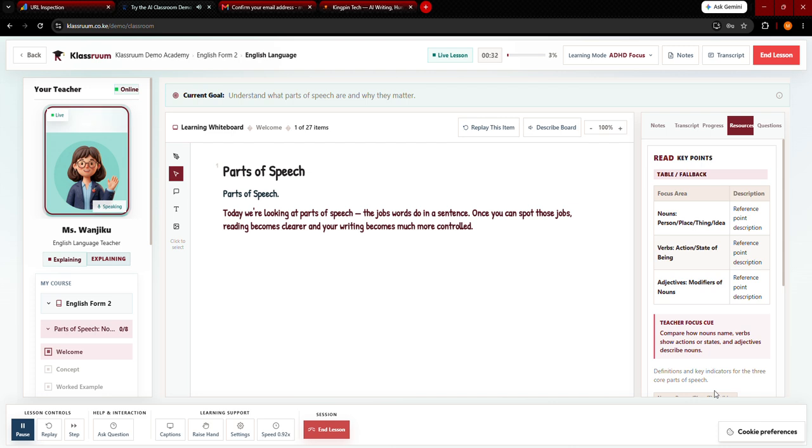Let us slow down for a moment here and look at this visual: noun, verb, and adjective definitions. Notice the details in the focus cue. Compare how nouns name, verbs show actions or states, and adjectives describe nouns. Spend a moment reflecting on how this relates to our objectives.